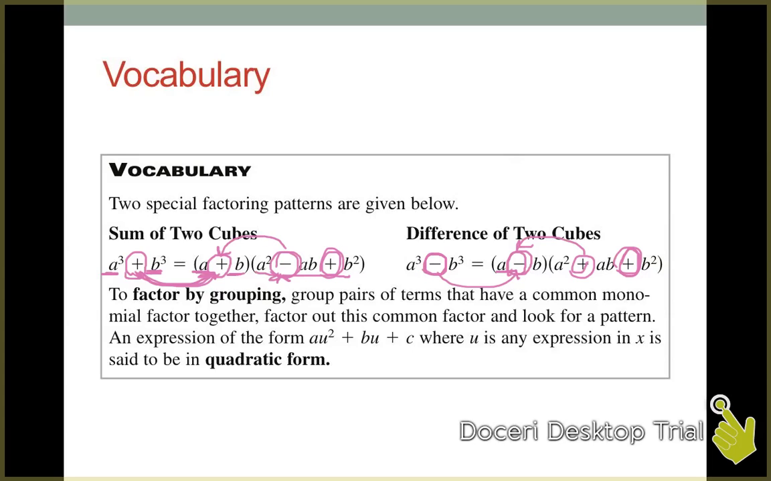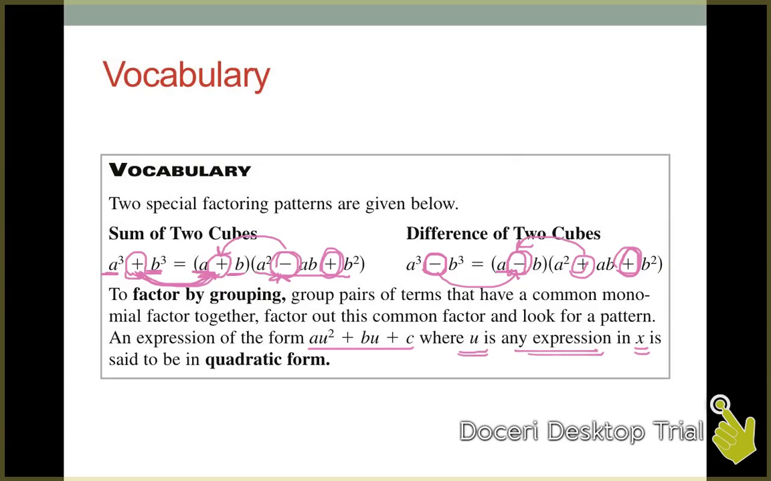And then we also have factoring polynomials that are in quadratic form, and a quadratic form looks something like this, where we have a first term that has a coefficient a times something squared. We have a second term that has a coefficient b times whatever that something was that was getting squared in the first term. And then we have the addition of a constant c. And notice here it says u can be any expression in terms of x.